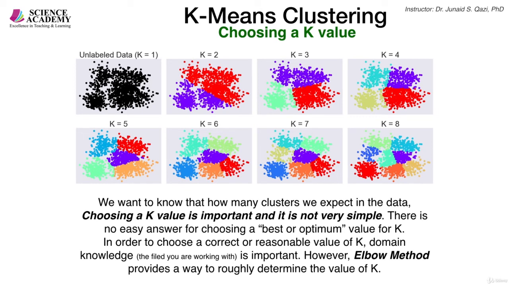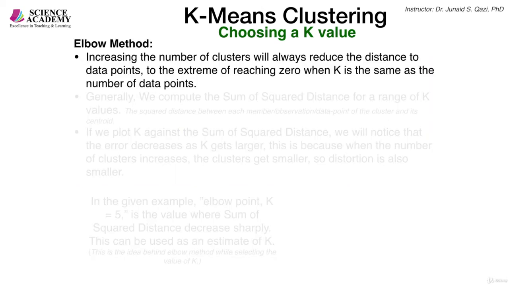There is no easy answer for choosing the best or optimum value for k. In order to choose a correct or reasonable value of k, domain knowledge is important. However, the elbow method provides a way to roughly determine the value of k. Let's explore how this elbow method helps us to find the optimum value for k.